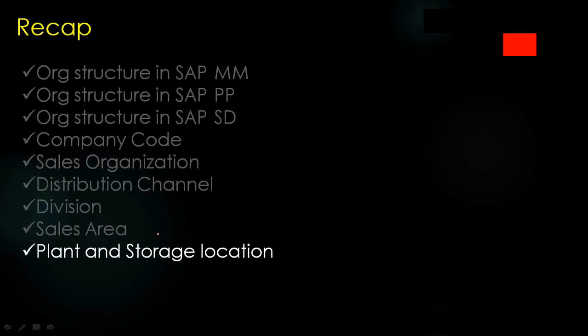So that's all about the overview of the org structure. As I said, we'll show you in more detail when we start customizing. Just a recap of what we learned today. Now we understand the org structure in SAP MM. We've seen the org structure in PP. Now we have seen the org structure in SD, and then we discussed what is company code, what is the role of sales organization, what is distribution channel, division, what is sales area, what is plant and storage location, and what is shipping point.